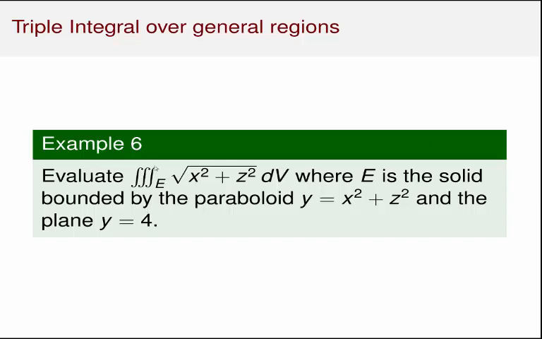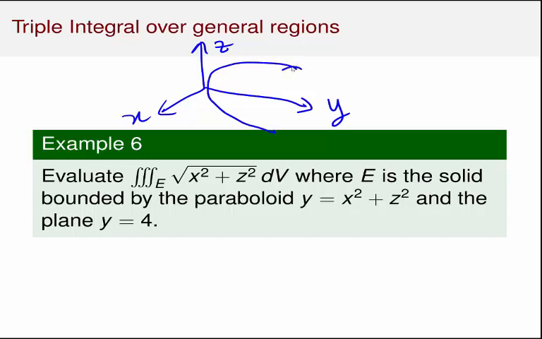Here, we want to evaluate the triple integral of the function square root of x squared plus z squared over the solid E, which is the solid bounded by the following paraboloid and the plane y equals 4. Right, let me begin by sketching the surfaces bounding the solid. Let me start with the paraboloid y equals x squared plus z squared. Well, this is just an elliptic paraboloid opening up towards the positive y-axis. So this is a bowl-looking surface opening up towards the positive y-axis.